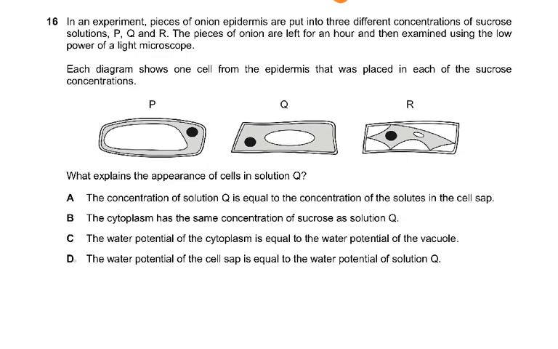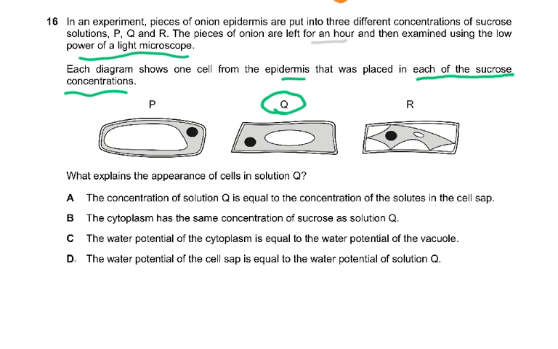Question 16. In an experiment, pieces of onion epidermis are put into 3 different concentrations of sucrose, solutions P, Q, and R. The pieces of onion are left for an hour and then examined using the low power of a light microscope. Each diagram shows one cell from the epidermis that was placed in each of the sucrose concentrations. What explains the appearance of the cell in solution Q?